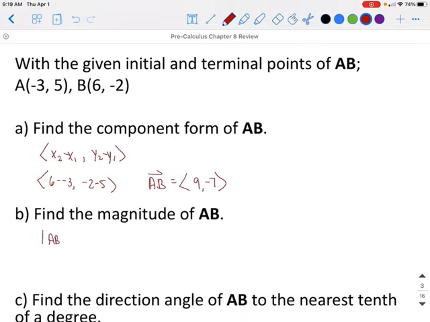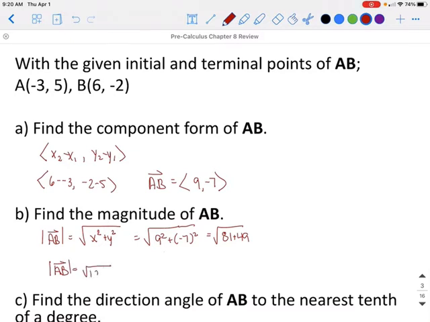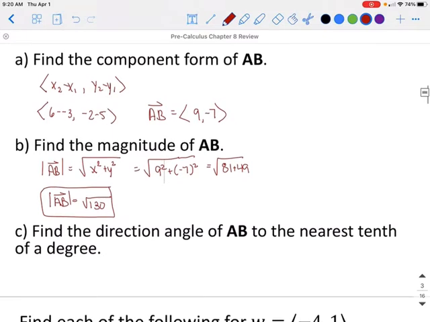To find the magnitude of vector AB, you're going to do the square root of the x squared plus the y squared. So we're going to do 9 squared plus negative 7 squared, or 81 plus 49. So the magnitude of vector AB will be radical 130.